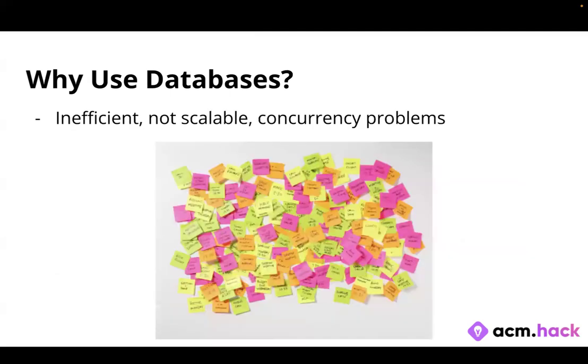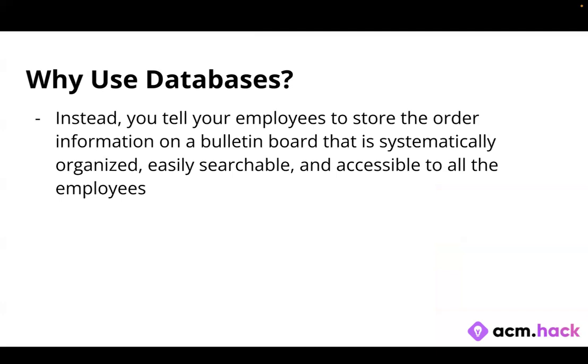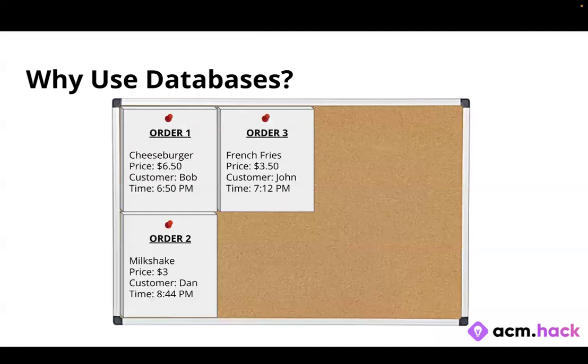After some time, you realize this is probably not the way to go. It's really inefficient, it's not scalable, and there are concurrency problems. All that means is some problems arise when more than one person's accessing or storing data. So if you have more than one cashier, they might be putting the sticky notes in different places, and that just makes it a lot harder for the chefs. So instead, you tell your employees to store the order information on a bulletin board that's systematically organized, it's easily searchable, and it's accessible to all the employees. And that would look something like this. That's a lot better, right?